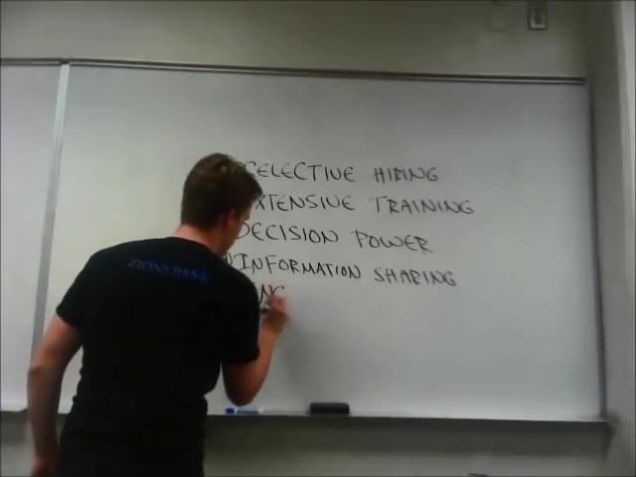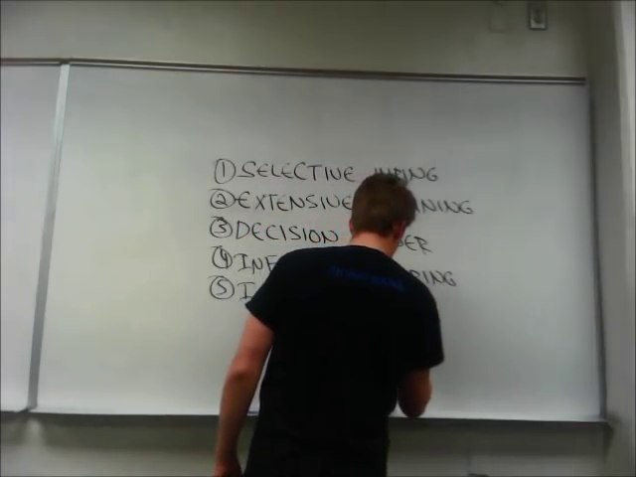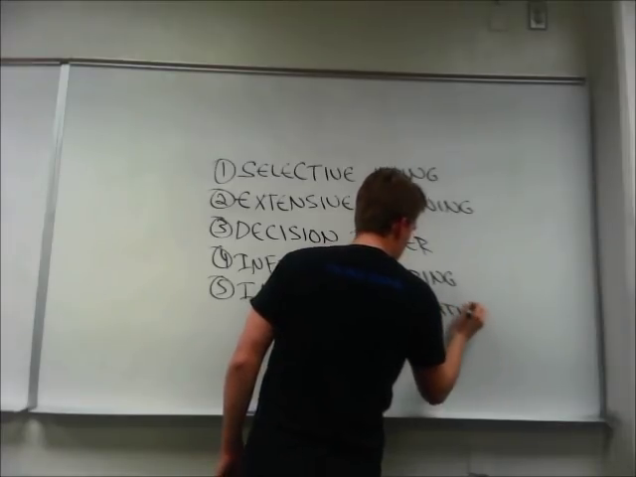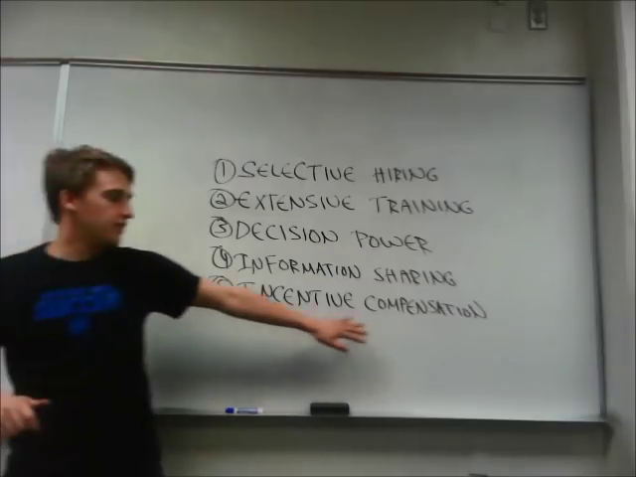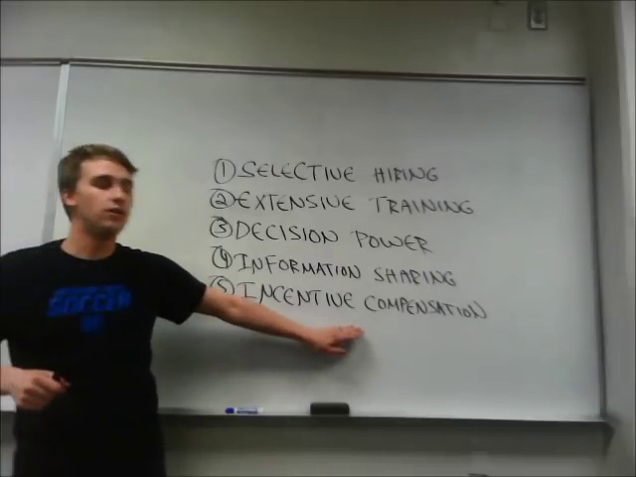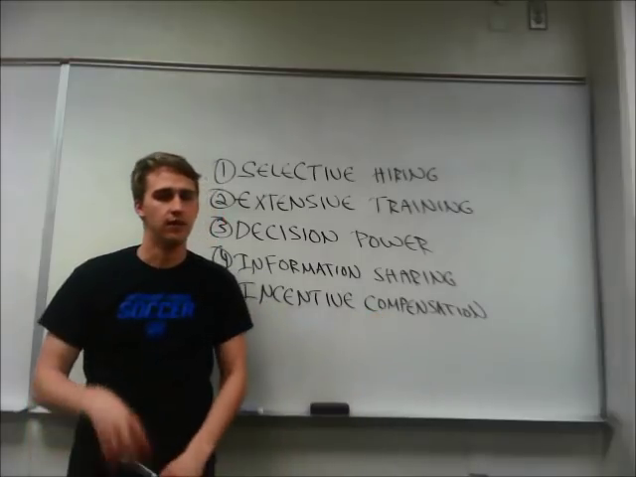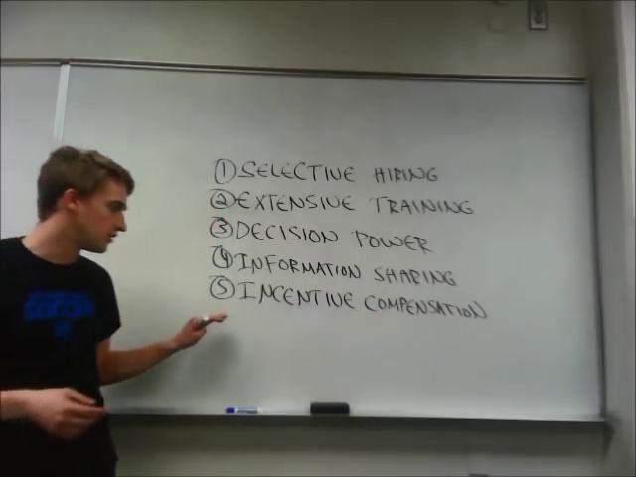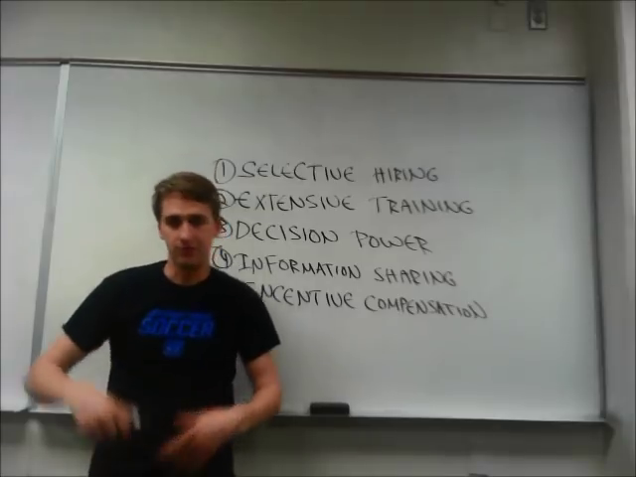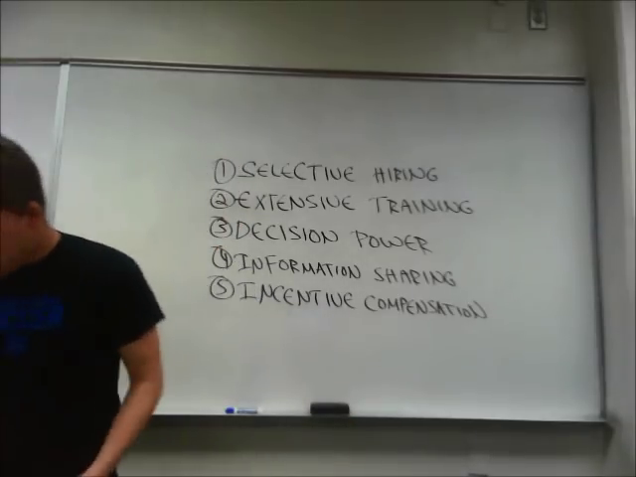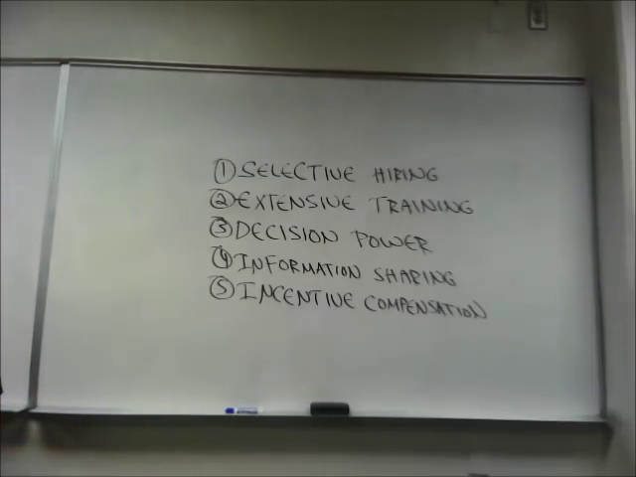And then the last one is incentive compensation. The firm needs to compensate positively, not just in terms of money, not just monetary compensation, but also things like the employees feel valued, they receive compliments when they do a good job, things like that. So these 5 things are the key characteristics of high involvement management.